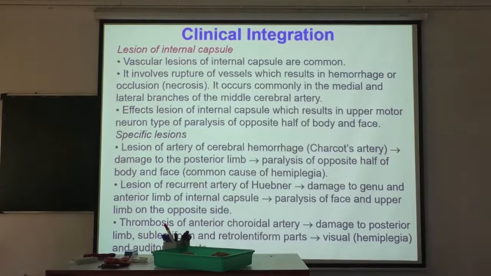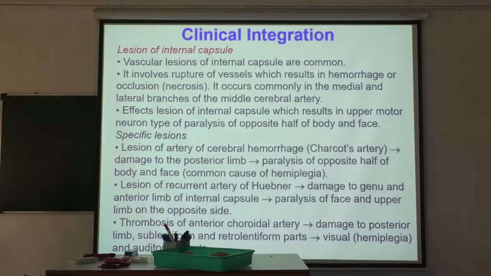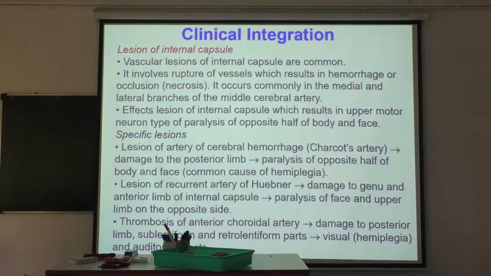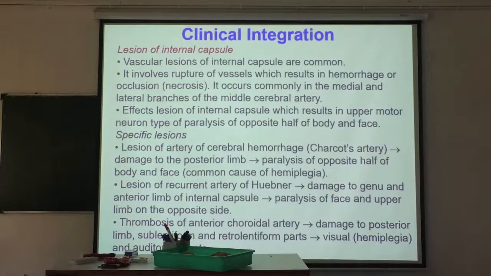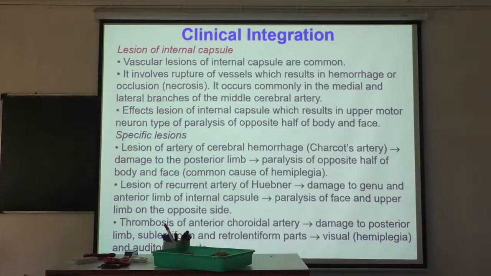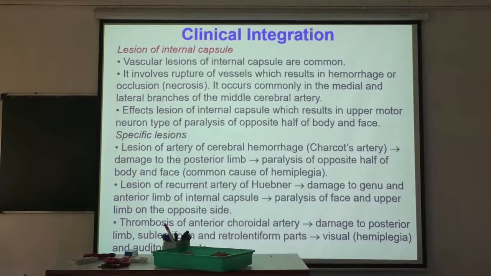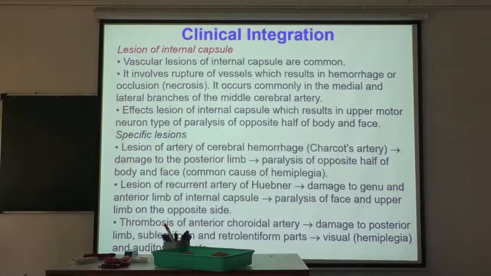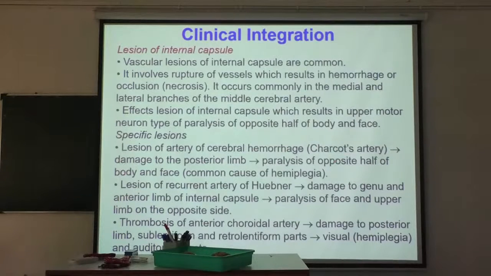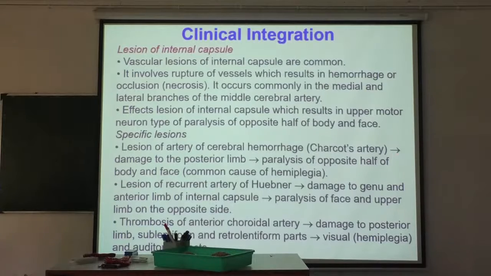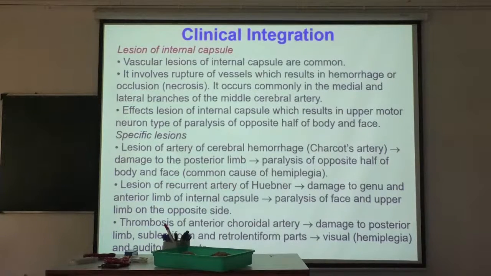Vascular lesions of the internal capsule are common. They involve rupture of vessels which results in hemorrhage, or occlusion leading to necrosis. This occurs commonly in the medial and lateral branches of the middle cerebral artery. A lesion of the internal capsule results in upper motor neuron type paralysis of the opposite half of the body and face. Specific lesions: a lesion of the artery of cerebral hemorrhage, or Charcot's artery, damages the posterior limb, causing paralysis of the opposite half of the body and face, a common cause of hemiplegia and stroke.